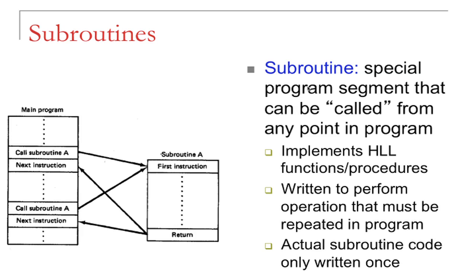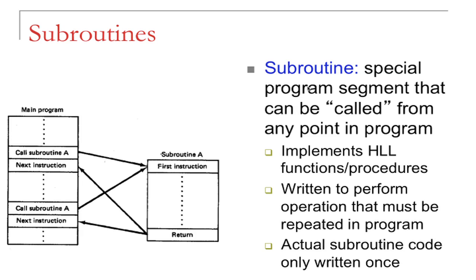Subroutine is a special program segment that can be called from any point in your main program or in any part of your program. It implements the functions or procedures in high-level languages. For example, in C, you can have any number of functions, and the function name, you can define the operations within that function. In your main program or in any other functions, you can call a function A by just using its name, supplied with necessary arguments.